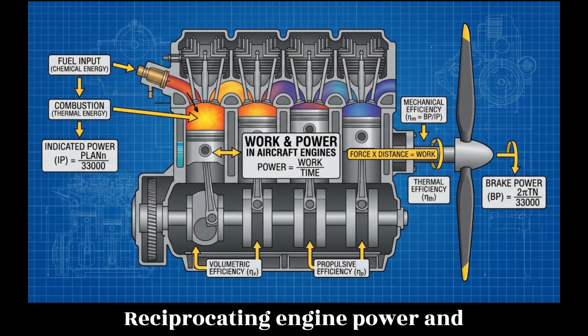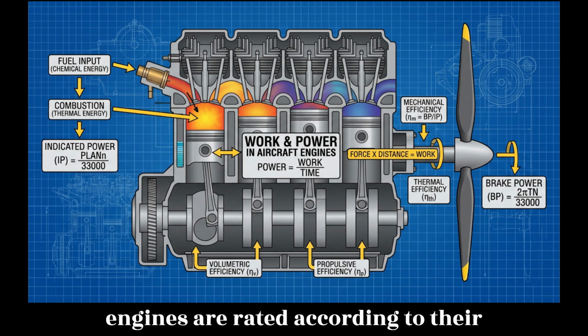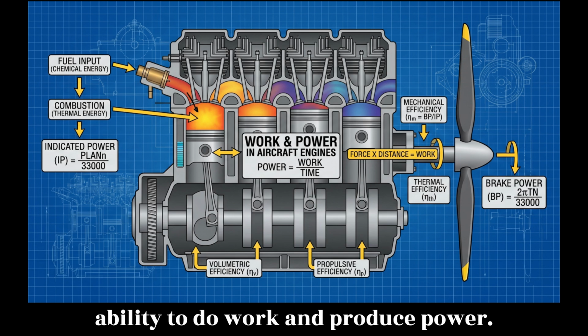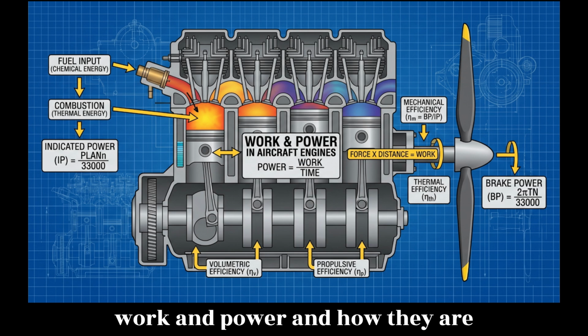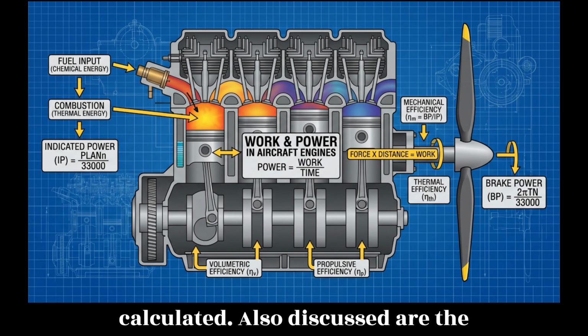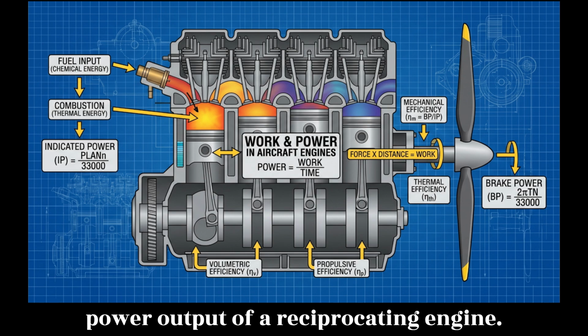Reciprocating engine power and efficiencies. All aircraft engines are rated according to their ability to do work and produce power. This section presents an explanation of work and power and how they are calculated. Also discussed are the various efficiencies that govern the power output of a reciprocating engine.